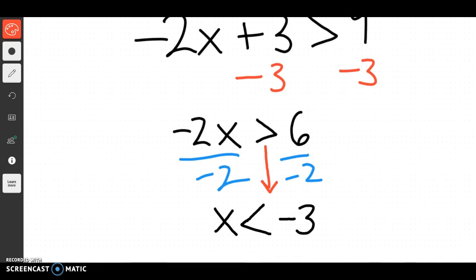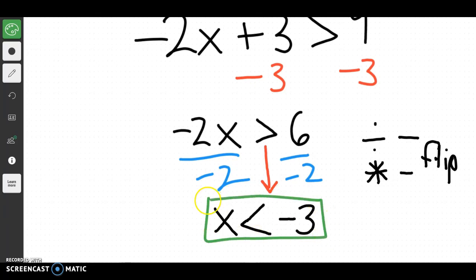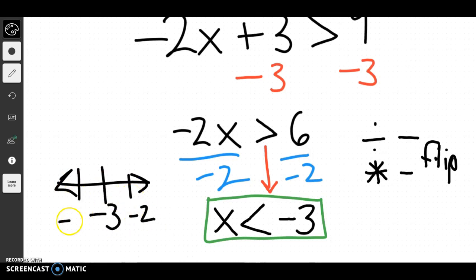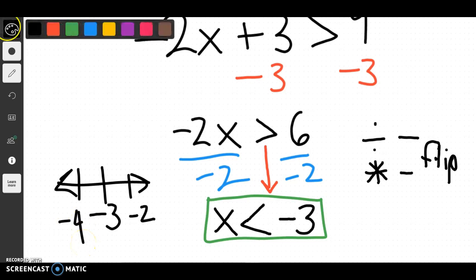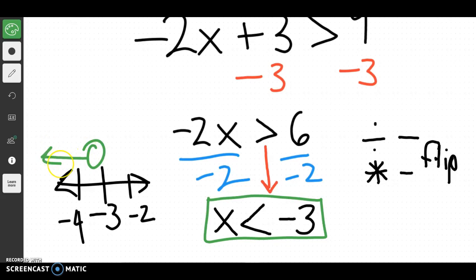In inequalities, anytime you divide or multiply by a negative, you have to flip the inequality sign. And in a second I'll explain why. But you need to know that anytime you divide or multiply by a negative, the sign flips. We would then treat this again like normal, so that is my answer. We would graph this thing. Negative 3, negative 2, negative 4. Because now the sign is facing this way, I'm going to do an open circle and go this way because I'd want things that are lower than that.